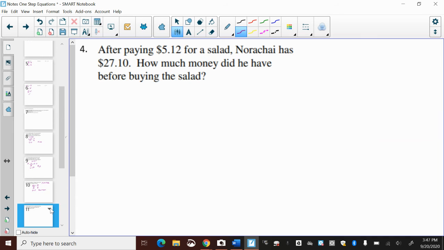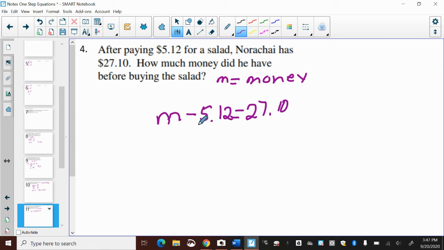Okay. One more. After paying $5.12 for a salad, Norachi had $27.10. So this is how much he has in the end. How much money did he have before buying the salad? So let's call M for money. So money, how much he had to start with, minus the $5.12 for a salad, and he winds up with a total of $27.10. We want to know how much money did he have to begin with.